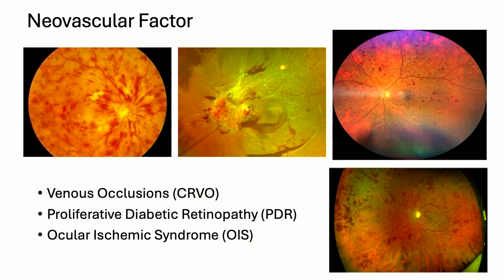Yeah, mid-peripheral dot hemorrhages. It can be even peripheral and mid-peripheral. What sort of dot hemorrhage? Is it similar to the venous occlusion or a PDR? The shape, the size, the color, and the depth. All four features will have a little difference between the two.